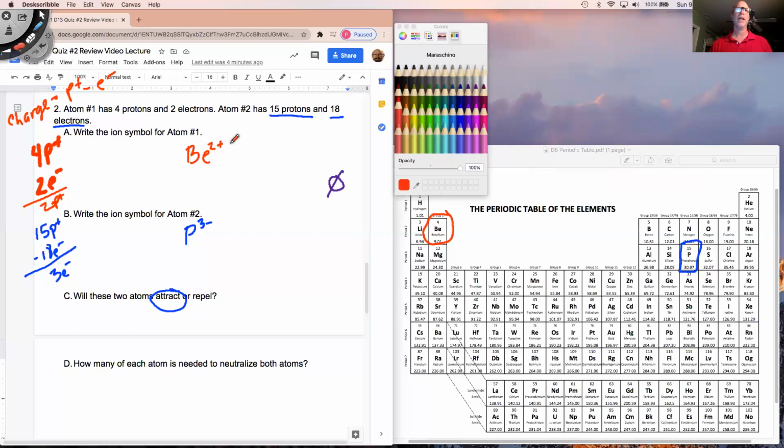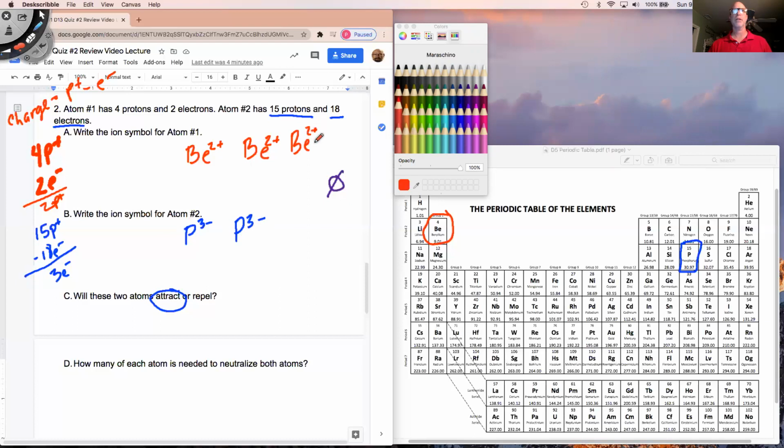We're going to take another Be 2 plus. Because right now the score is 2 to 3, and now the score is what? Now I can only add it in 2 pluses. Now we have a plus 4 to a minus 3. That is not going to balance us out to 0. So let's add another phosphide, or another phosphorus ion. Now we're at minus 6, still not balanced. So let's add another beryllium.